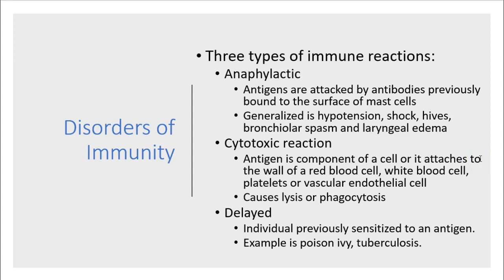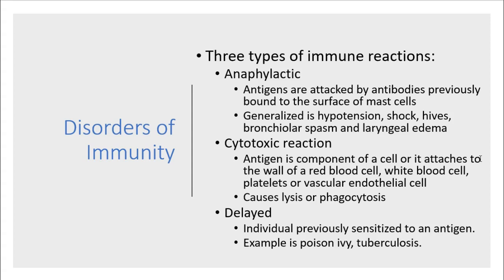So disorders of immunity. There are three types of immune reactions. As you know, there's anaphylactic, cytotoxic, and delayed. So with anaphylactic, we've all heard of this. This is the most serious. It's where antigens are attacked by antibodies previously bound to the surface of mast cells. So it's generalized by hypotension, shock, hives, bronchial spasm, laryngeal edema. This is the most serious. Usually you need epinephrine to reverse this. The patients can die from an anaphylactic reaction.